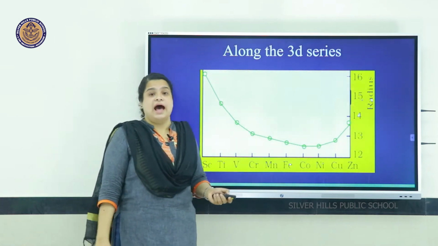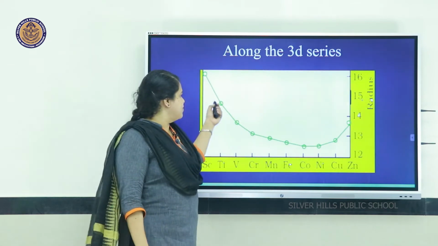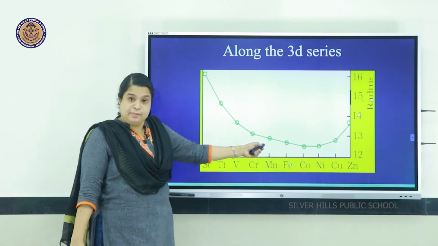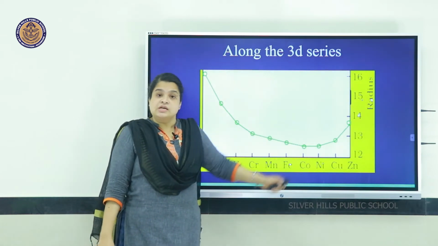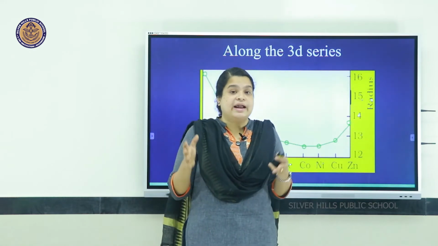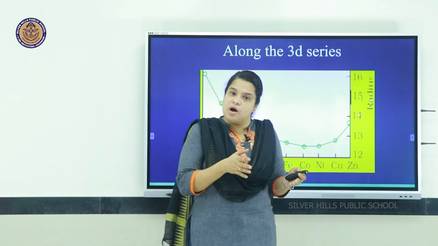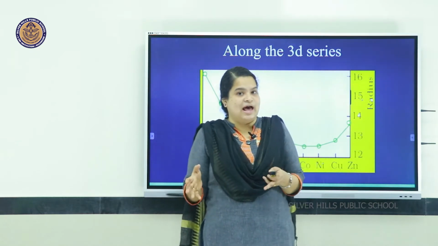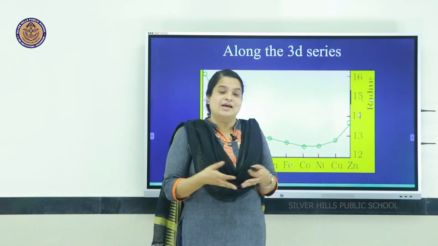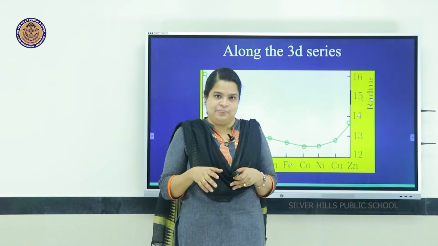This was the atomic size along the 3d series. In this graph, we have seen that first it decreases, then becomes constant, then increases. So always keep in mind, when you are going to explain the ionization enthalpy of the 3d series, you should know about the atomic size as well as the electronic configuration. Both should go hand in hand. Then only you will understand the variation in the ionization enthalpy.